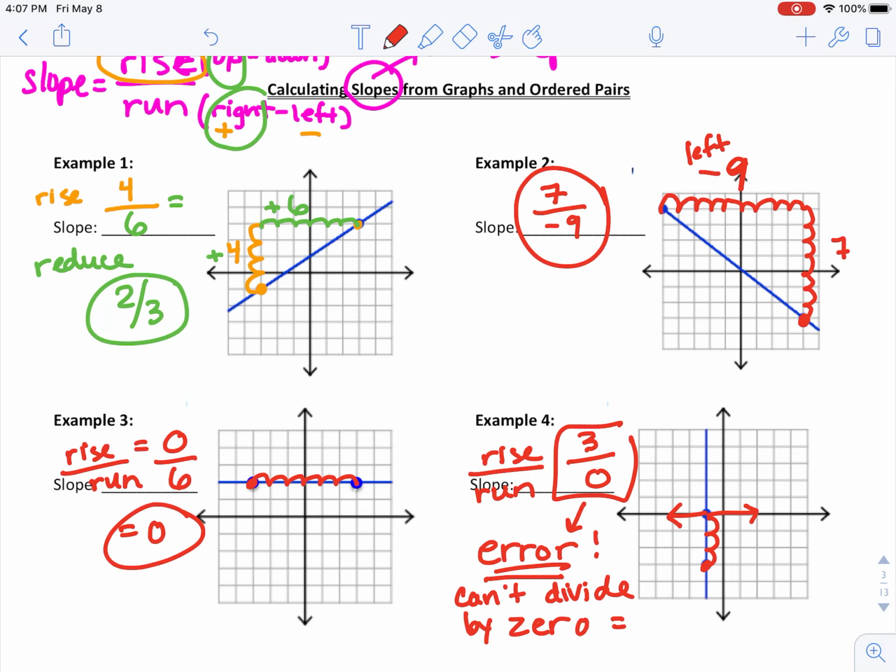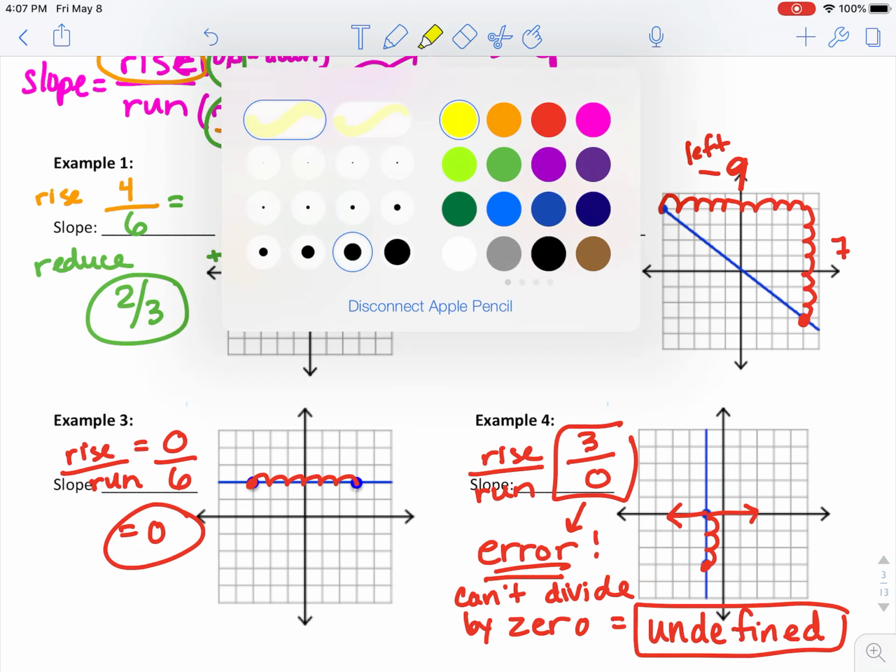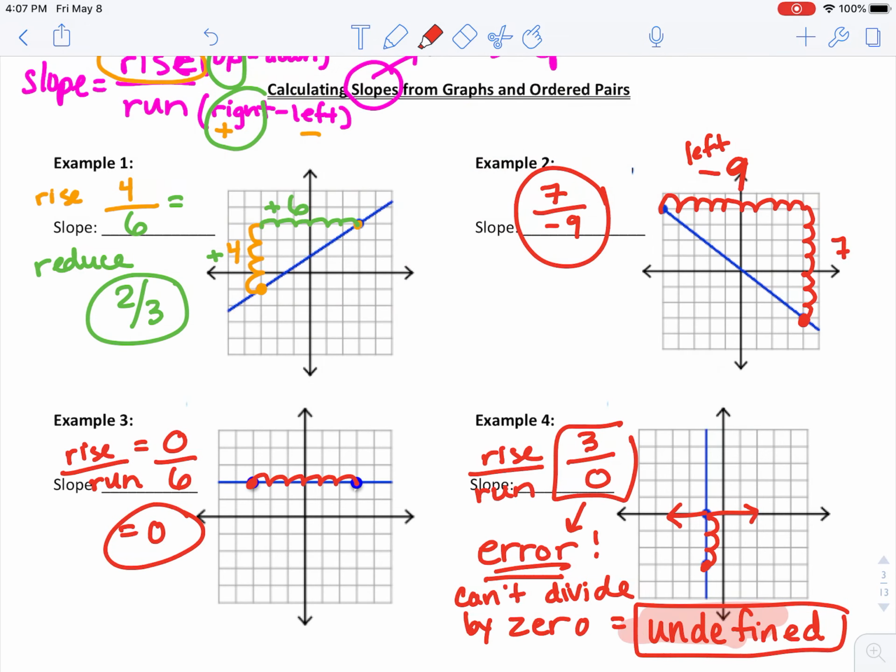And so your answer, what you're going to write down, is this word: undefined. So that's a really important word, undefined. That's what you're going to say anytime you have the 0 on the bottom. 0 on the top is just 0. That's fine. 0 on the bottom, undefined.